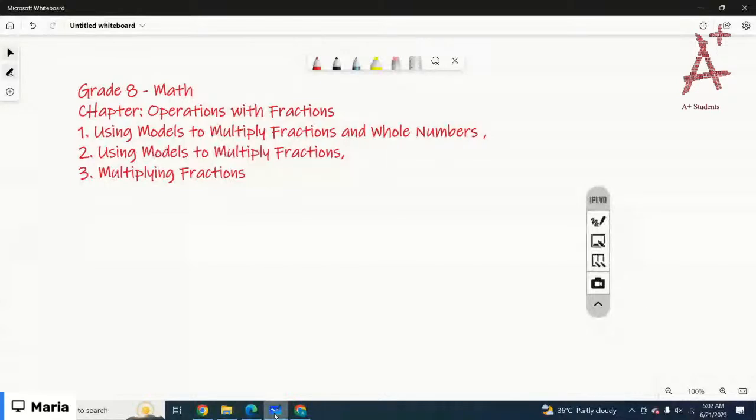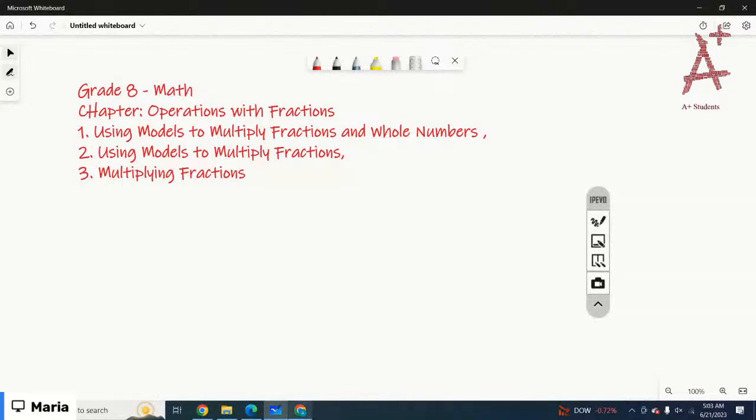We are here for grade 8 math. We're going to start with the chapter on fractions, operations with fractions. The lessons we're going to cover today are using models to multiply fractions and whole numbers, then using models to multiply fractions, and then multiplying fractions.